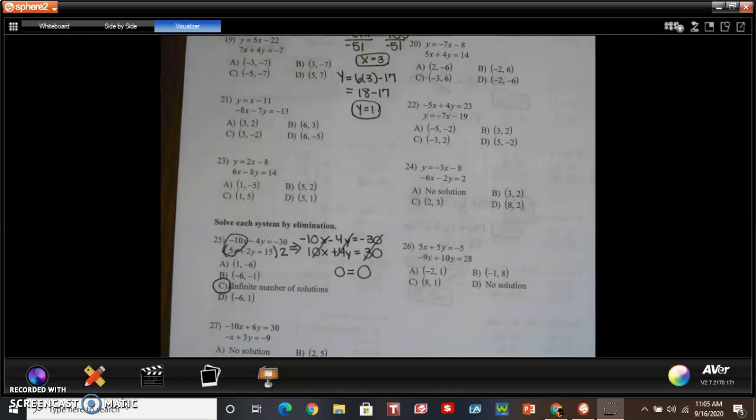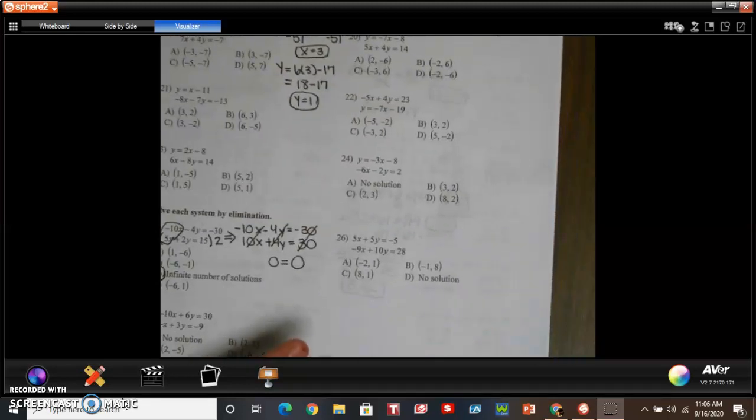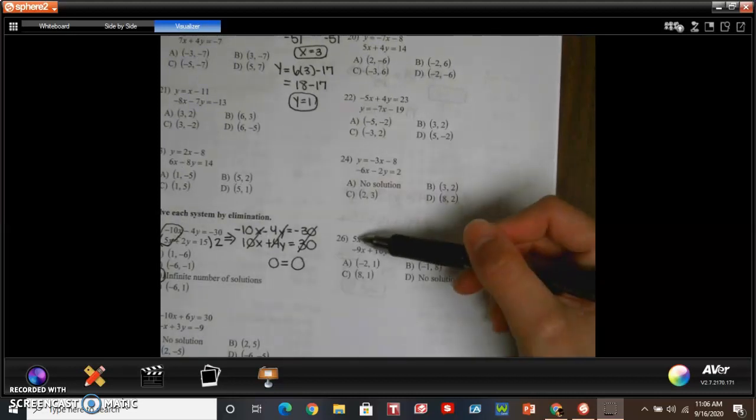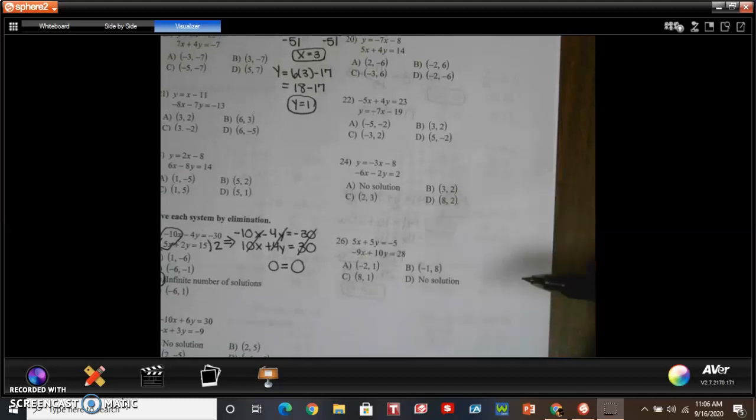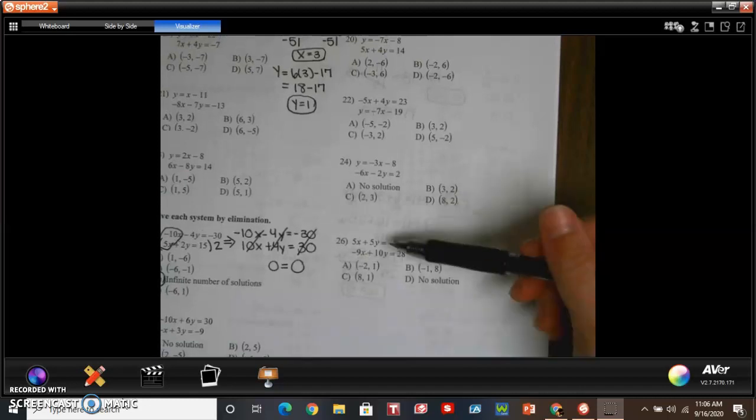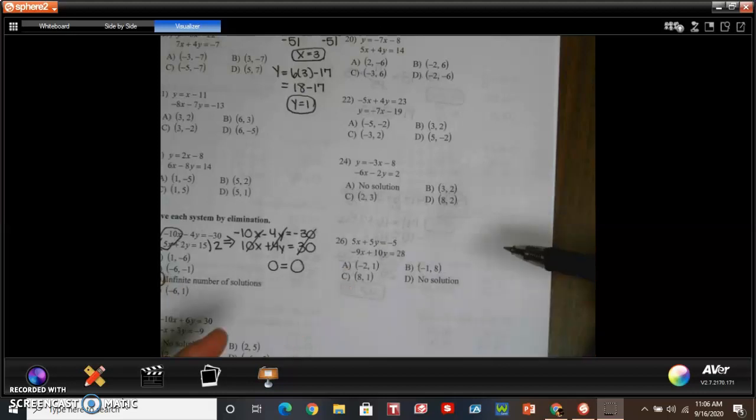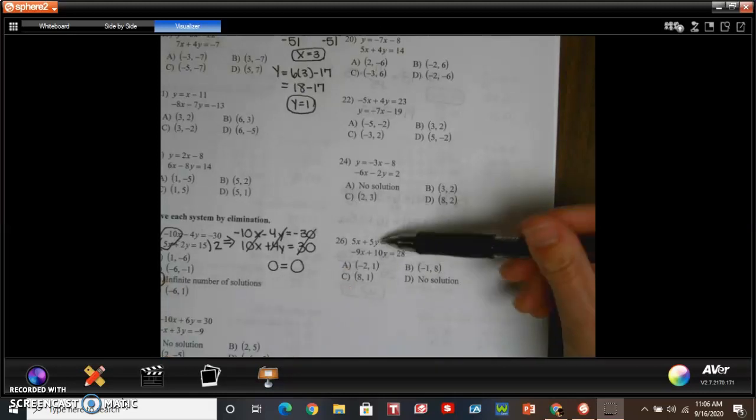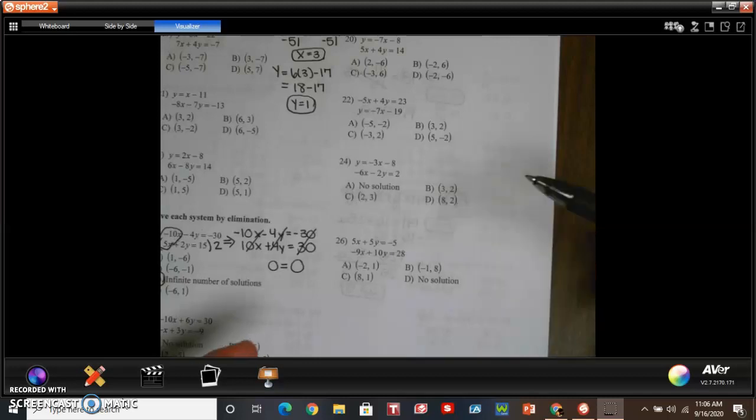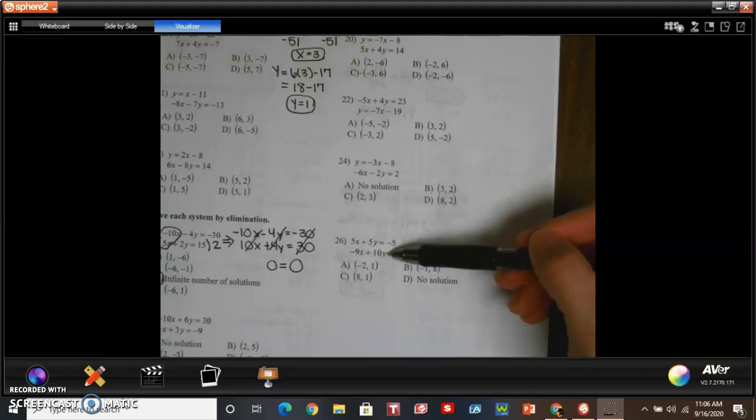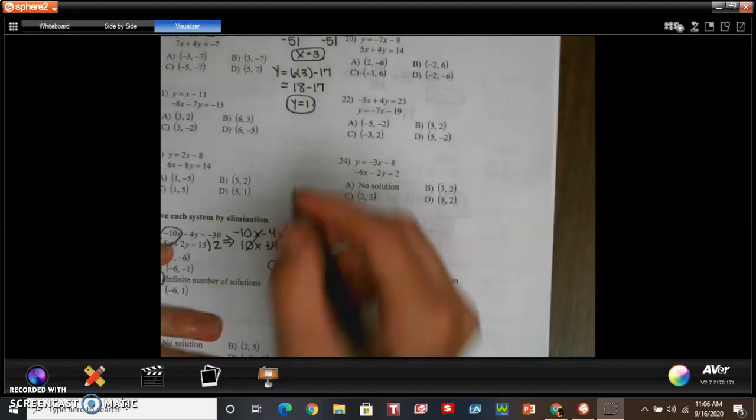I would like to do one that isn't infinitely many solutions for you. So let's go ahead and look at number 26 as well. So let's see which will be the easiest to get rid of. For x, we have a 5x and a negative 9x. They cannot easily be manipulated. For y, we have a 5y and a 10y. Those can be easily manipulated because we know we can turn 5 into a 10 by multiplying it by 2. But now it needs to turn into a negative 10 because that one's positive. We need them to be opposite. So we're just going to multiply by negative 2.